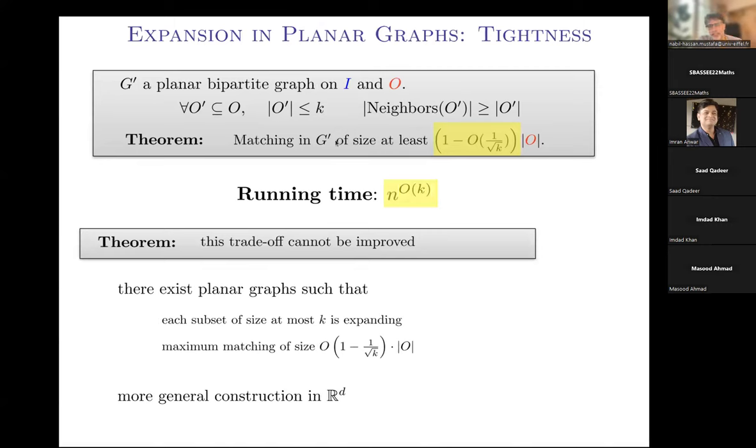In general, this theorem cannot be improved. You can construct examples of I and O, where O is expanding, and yet I is roughly this size. So you can't hope to improve this more. You can't make this k, for example. Square root is necessary.